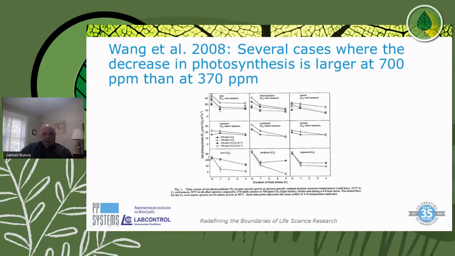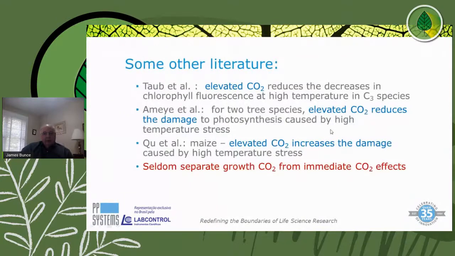And that's certainly the case here in the C4s, where, as expected, they're not very different under normal conditions, but the heat stress actually inhibits photosynthesis more at the higher CO2 than it does at the ambient CO2. And here's another case where the inhibition is actually larger at elevated CO2 than it was at ambient CO2. So certainly it's not always the case that high CO2 is going to protect photosynthesis.